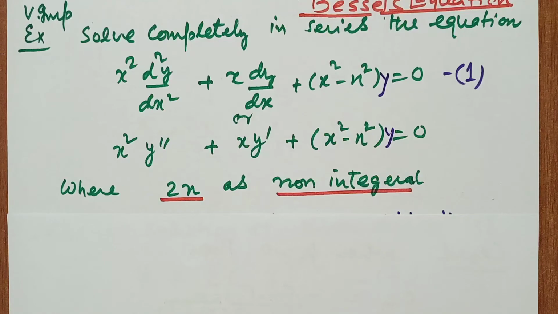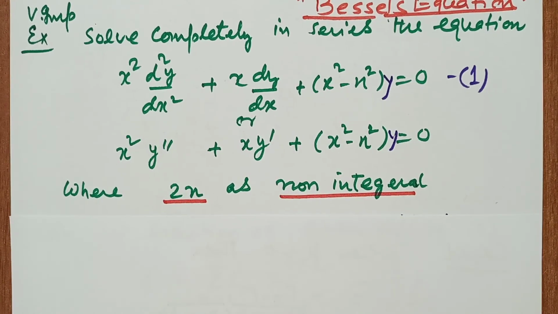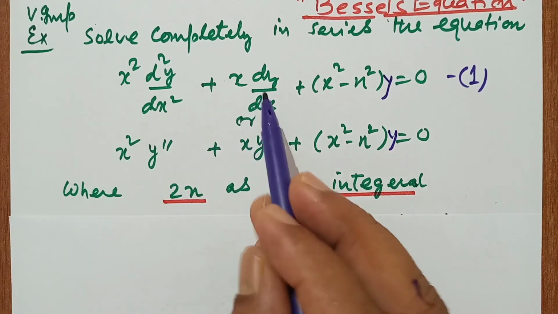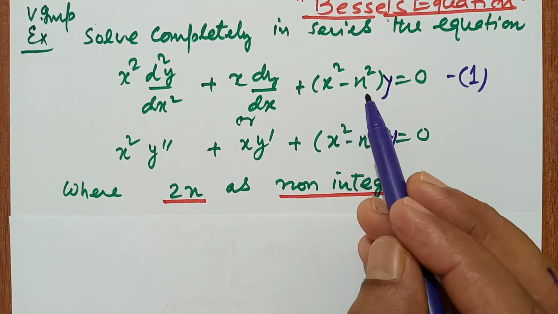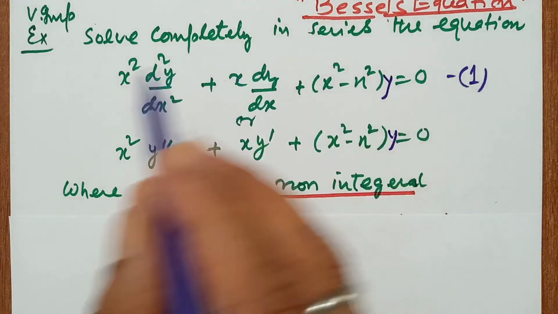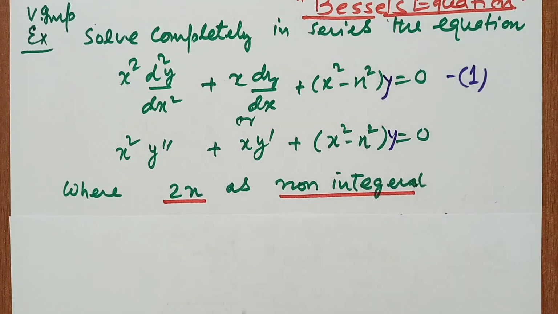Okay. Now the next important problem is x square d2y upon dx2 plus x dy by dx plus (x square minus n square) y equal to 0. Okay, so this differential equation is known as Bessel's equation. Okay, here it is given that 2n is not an integer.